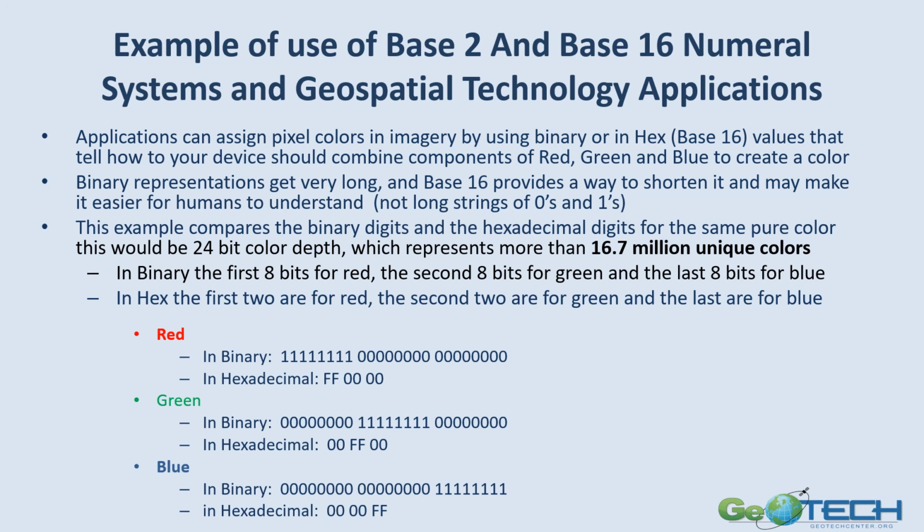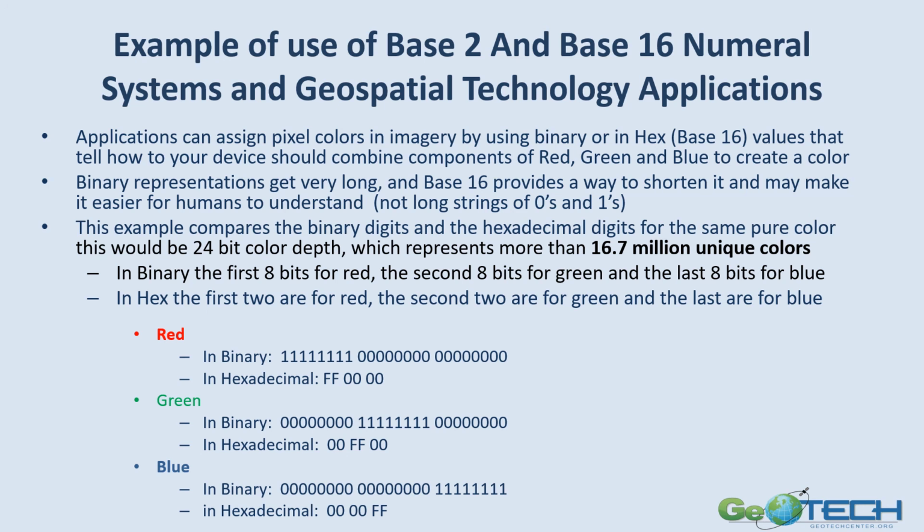This is an example of how base 2 and base 16 number systems are used in geospatial technology applications, and this is just a couple of examples. One of the applications is how colors are assigned to each pixel in an image using binary or hex values. It tells how the device, your monitor or other visualization device or printer, should calculate what the color should look like.